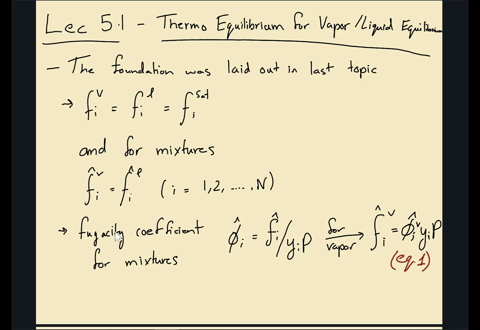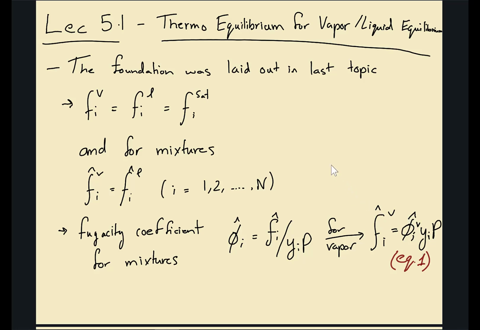Another equation we looked at was the fugacity coefficient for mixtures. This is what we see here. We added a hat for the coefficient. This is the fugacity in the mixture divided by y_i P, so this is the real divided by the ideal. For vapor specifically, we can rearrange this, multiplying both sides by y_i P to solve for the fugacity. The fugacity for the vapor in a mixture is equal to the fugacity coefficient multiplied by the mole fraction in the gas phase times the total pressure.